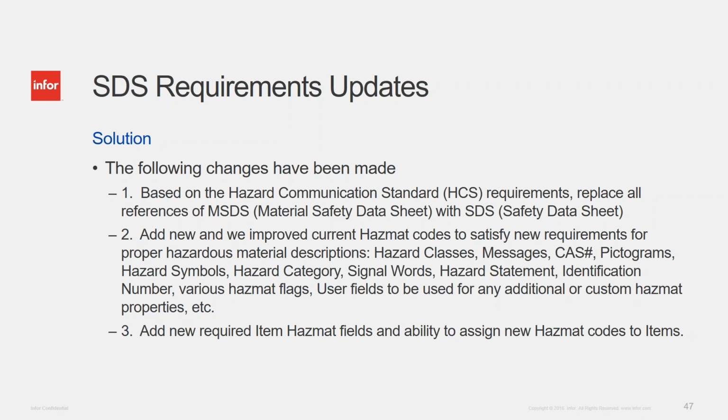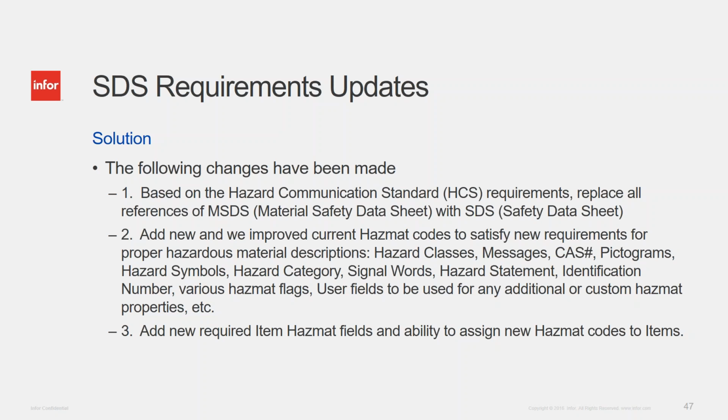There are hazardous classes, messages, case numbers, pictograms, DOT numbers, and various hazmat flags. User fields can be used for any additional or custom hazmat properties that we didn't cover. Number 3, add new required item hazmat fields and the ability to assign new hazmat codes to the items.